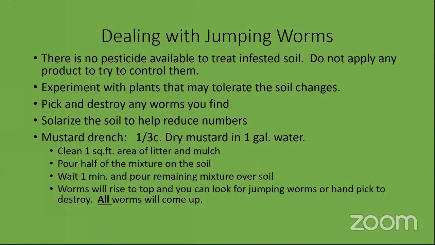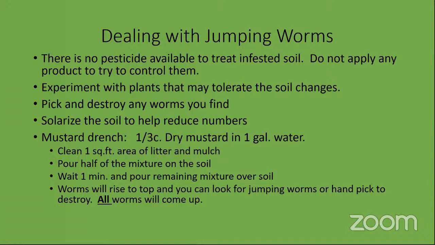Some people have tried to solarize the soil to reduce the numbers. And what that means is to lay a piece of clear plastic over bare soil for several days. It has to maintain a temperature of 104 degrees for, I believe it's 3 days. I'm just checking my notes here. Yeah, 104 degrees for at least 3 days. Now that's difficult to do in Wisconsin because to have 3 days of bright sunshine in a row, first of all, is sometimes kind of rare in Wisconsin.